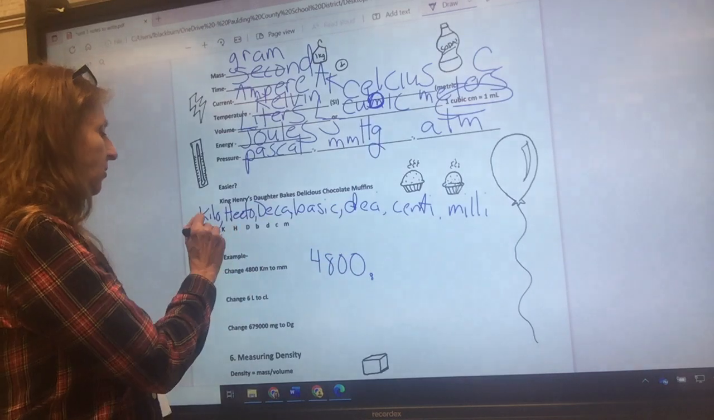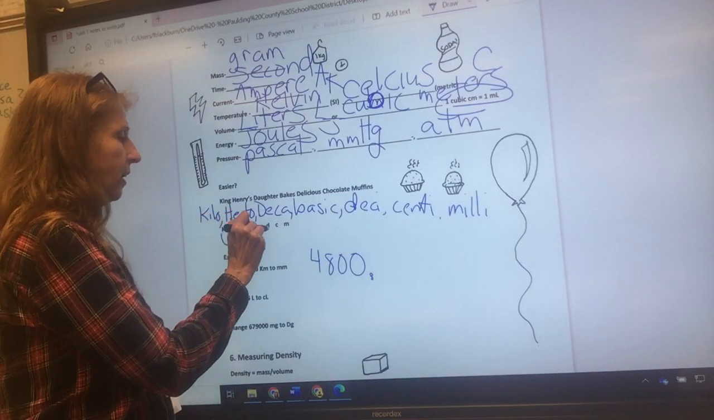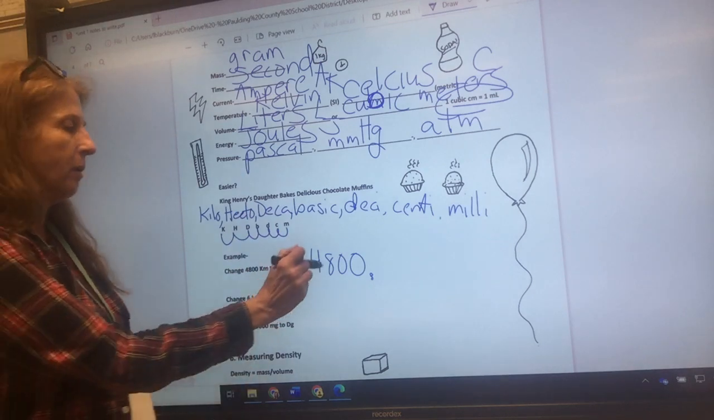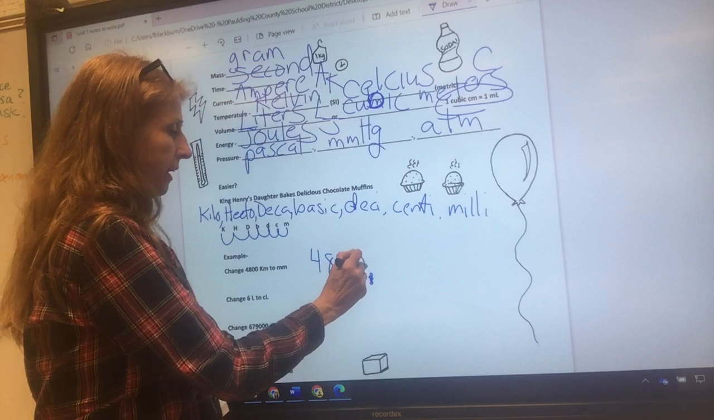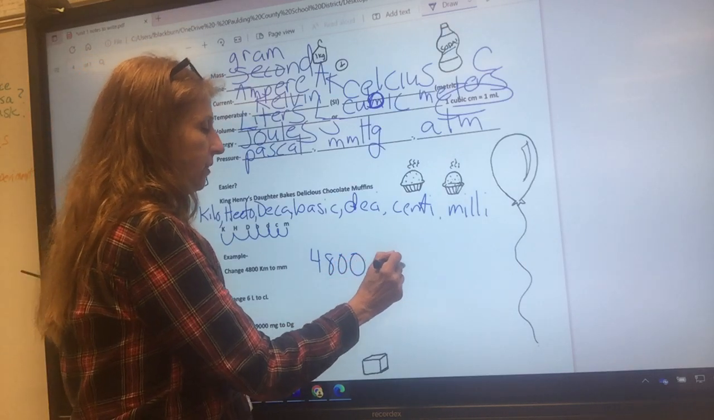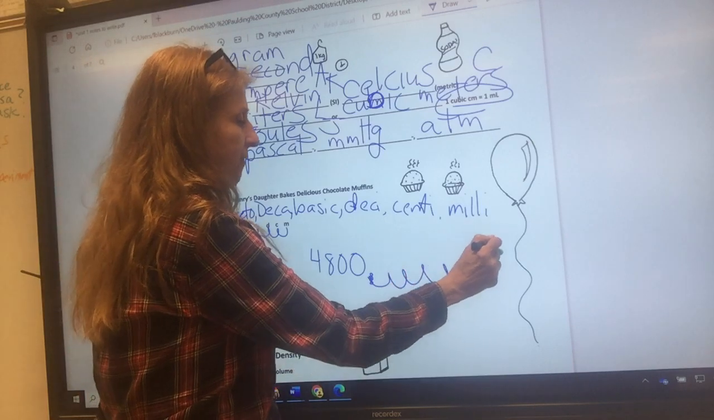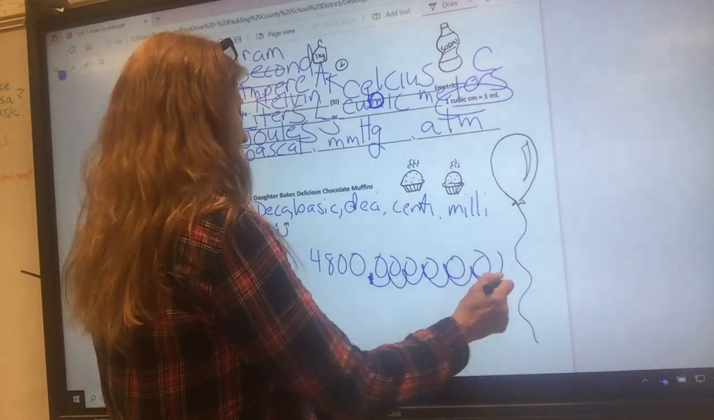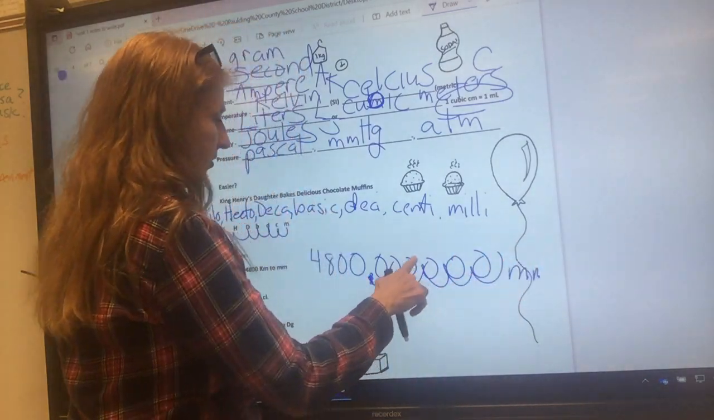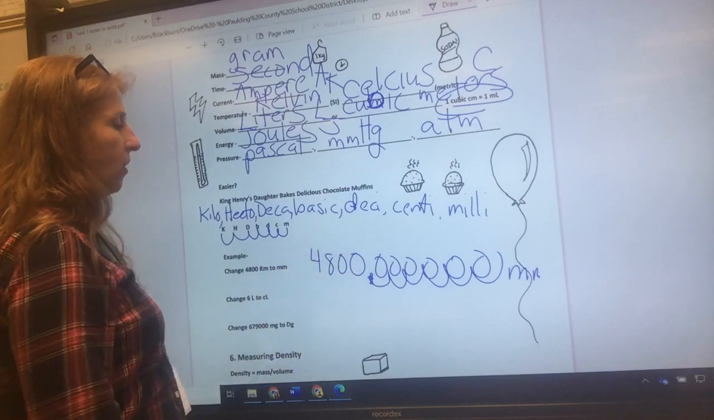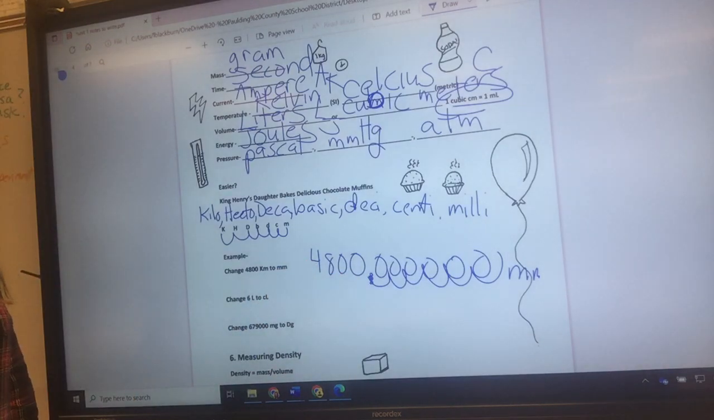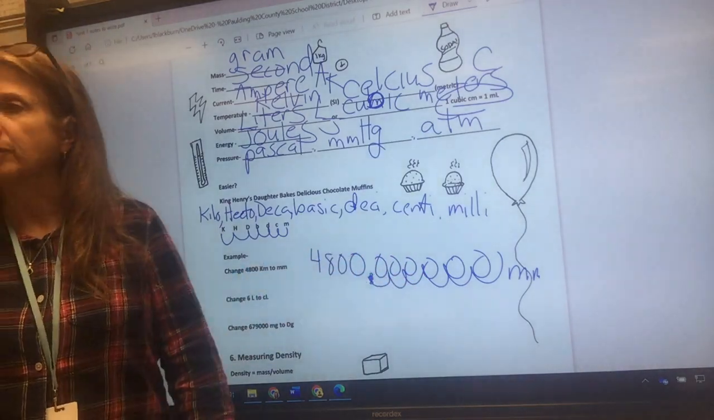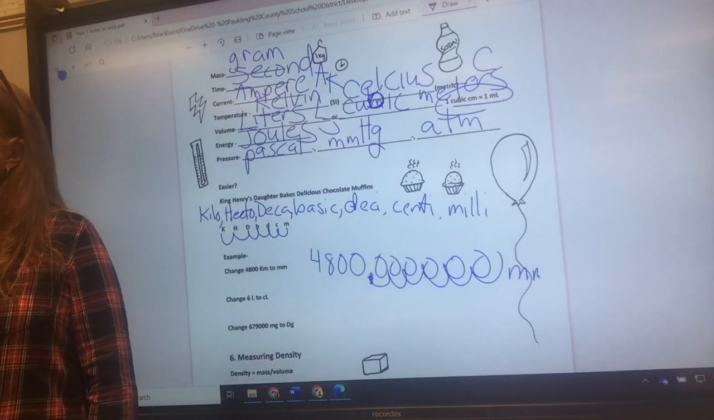And it's 6 places this way. 1, 2, 3, 4, 5, 6. Everybody see how I counted the 6 frog hops? So now I'm going to take my frog, and he's going to hop 6 places over. 1, 2, 3, 4, 5, 6. And then I draw the zeros there. I'm going to augment zeros. And so the answer is 4,800,000,000 milliliters, right? Because those are 800 million. Yep. Okay? You see how I did it?